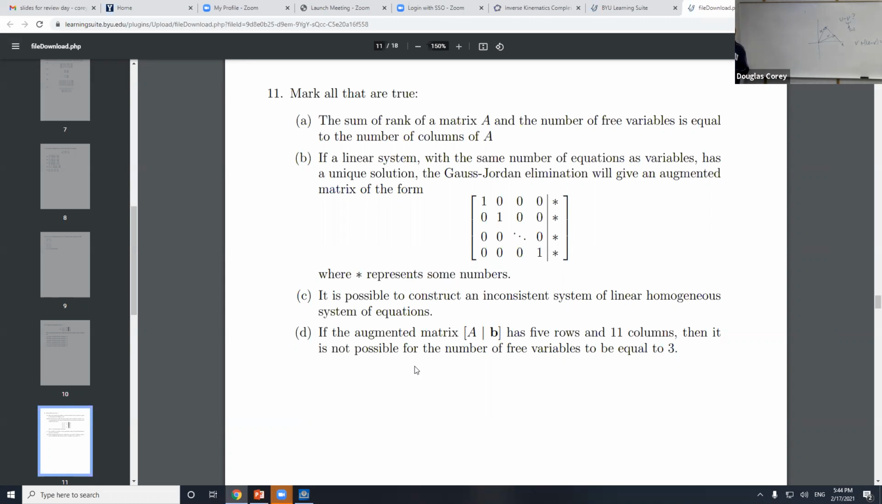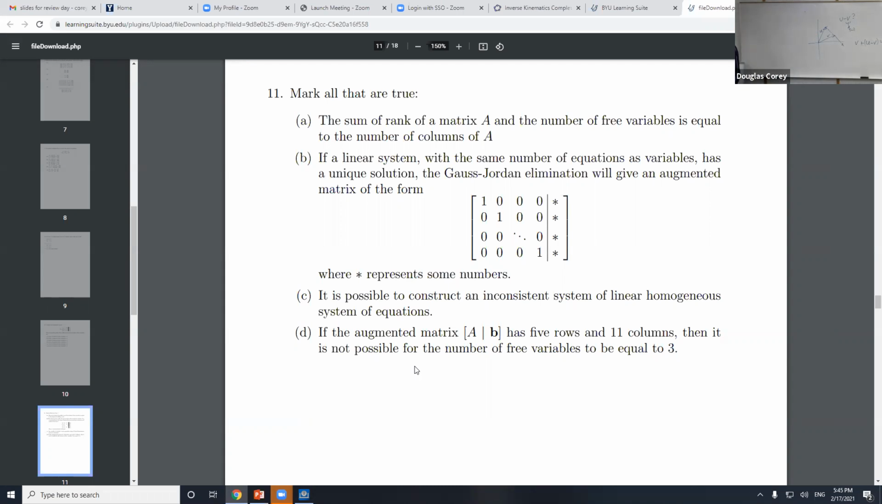So A, the sum of rank of a matrix A and the number of free variables is equal to the number of columns of A. So thumbs up if you say true, thumbs down if you say false, thumb sideways if you don't know. Okay, see a whole bunch of thumbs up. Good. Yep, that's a theorem. I think they call it the rank theorem in the book.